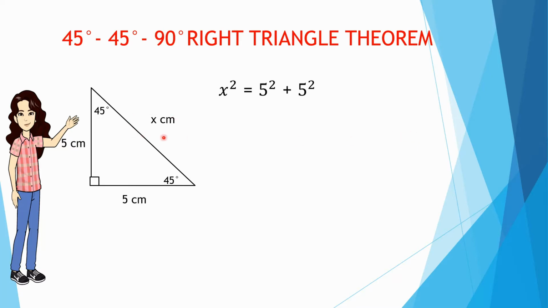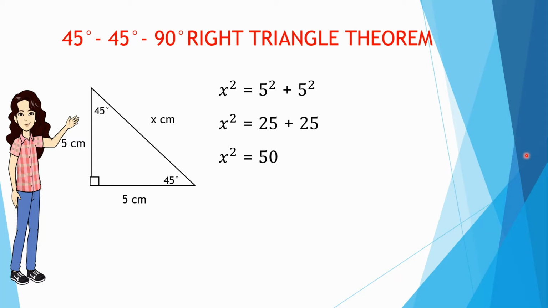So to get the measure of this side, we are going to use the Pythagorean theorem. So we have x squared is equal to 5 squared plus 5 squared. So 5 squared comes from here, 5, and the other 5 squared comes from here, 5. So what will be 5 times 5? 5 times 5 is 25. And the other one, 5 times 5, is equal to 25 also. And then 25 plus 25 is equal to 50.